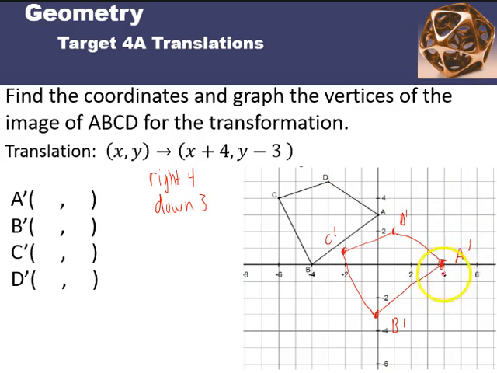So A prime is right here, and it's 4 over, so that's 4, and it's not up or down, so 4, 0. B is not left or right, so that's 0 left or right, and down 3. C is left 2, so that's negative 2, and up 1, so negative 2, 1, and D prime is right 1 and up 2, so right 1, up 2.